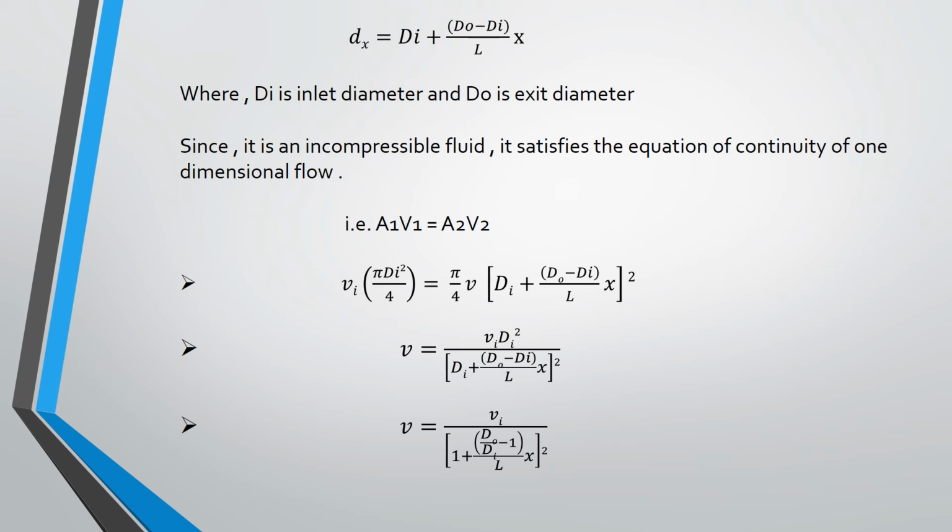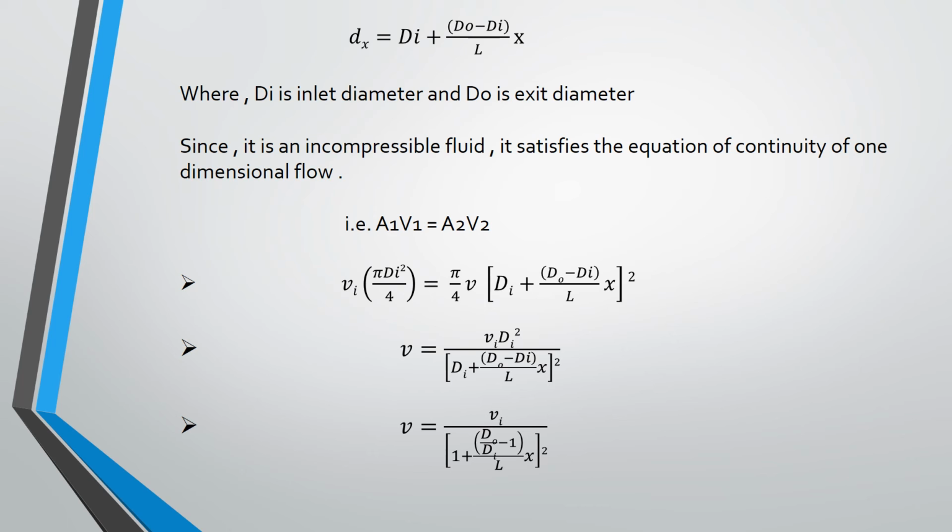Since it is an incompressible fluid, it satisfies the equation of continuity of one dimension flow, which is A1 V1 equals A2 V2. Here A1 equals pi di square by 4 and A2 equals di plus do minus di by L into x whole square into pi by 4. Now by substituting the values of A1 V1 and A2 V2 in the above equation, we get Vi into pi di square by 4 equals pi by 4 into V into di plus do minus di by L into x whole square.